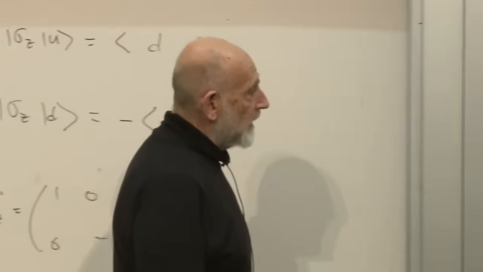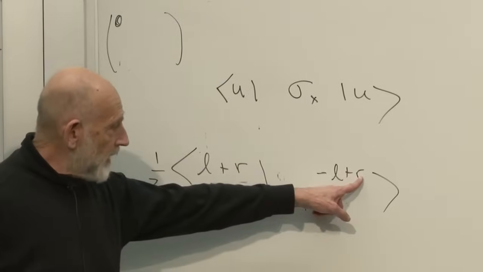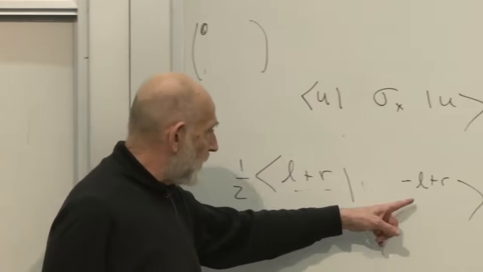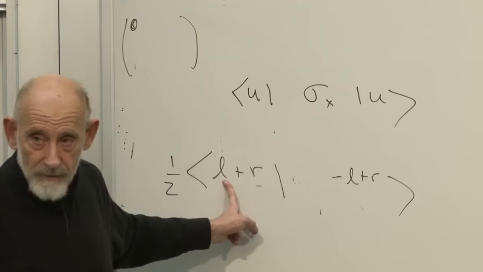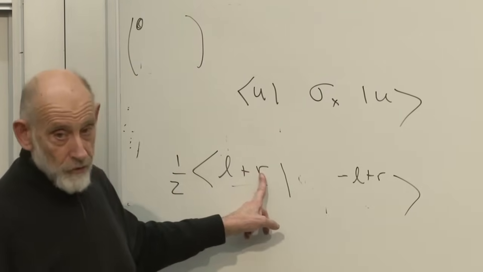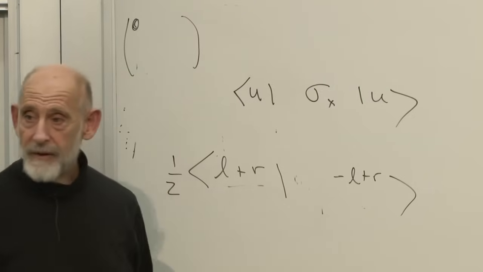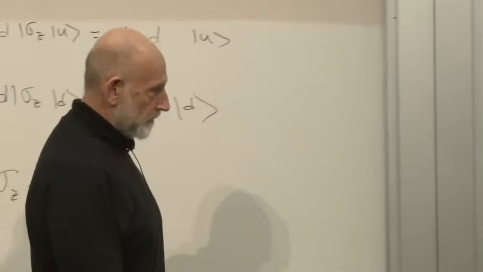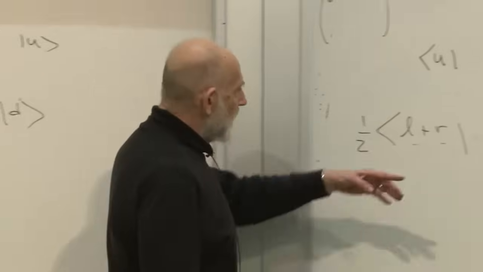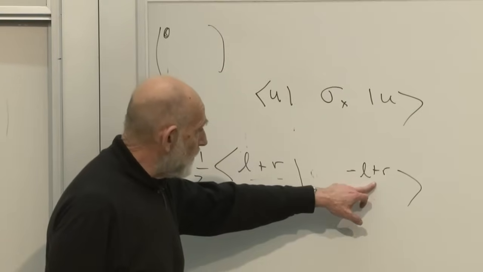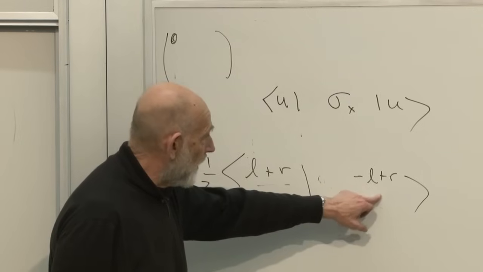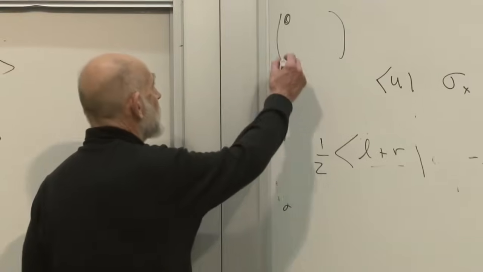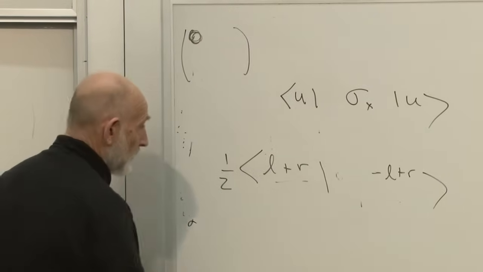And now all we have to do is take the inner products. Well, the inner product of right with right is 1. The inner product of right with left is 0. The inner product of left with right is 0. And the inner product of left with left is minus 1 when you account for this minus. The result is they cancel. All right? 1 minus 1, or equivalently, 0. So first of all, there's a 0 over here. That's the up-up matrix element.